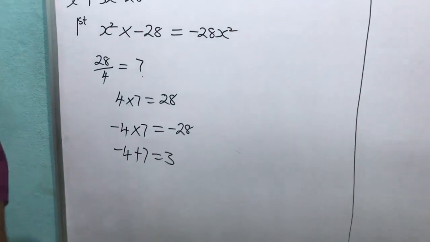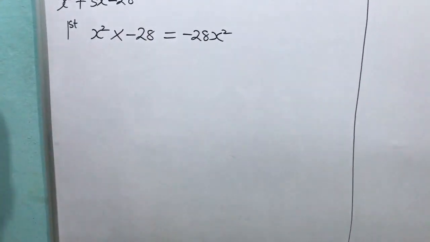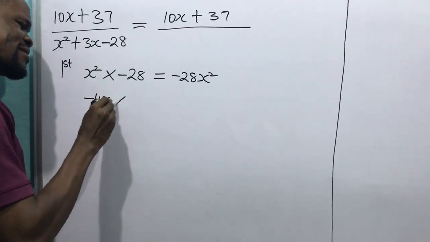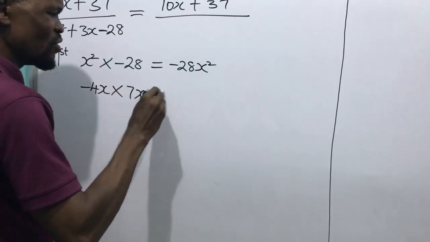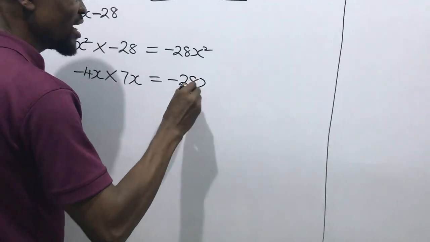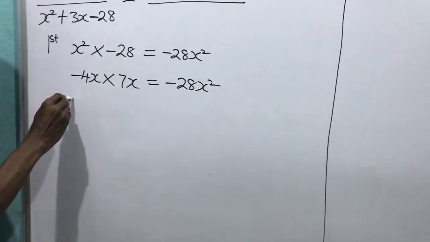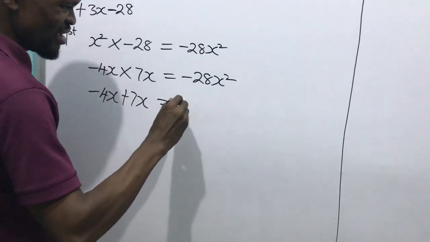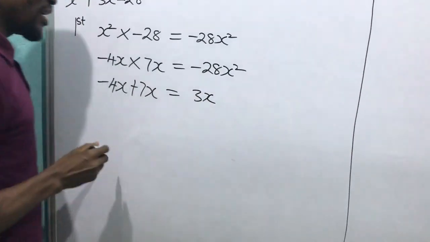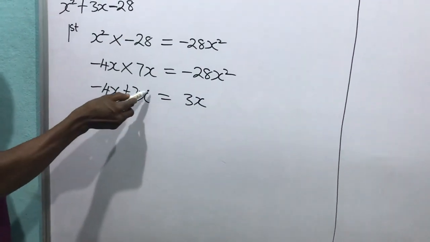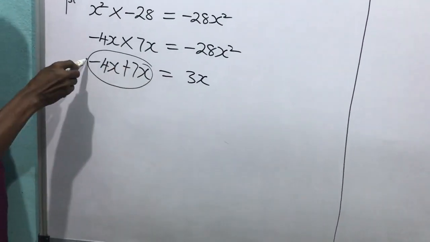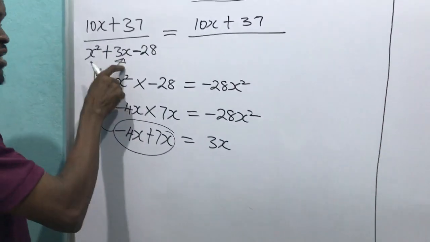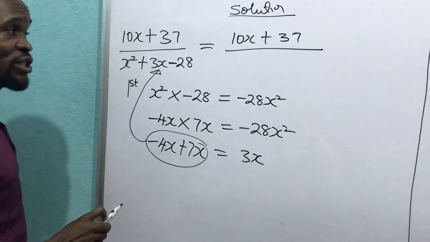So let's go. I can now say that minus 4x times 7x will give me minus 28 x squared. Alright? I can now say minus 4x plus 7x, what does it give me? 3x. Are you getting what I'm saying? You now see that I can use this to replace this in this equation, and nothing will change.